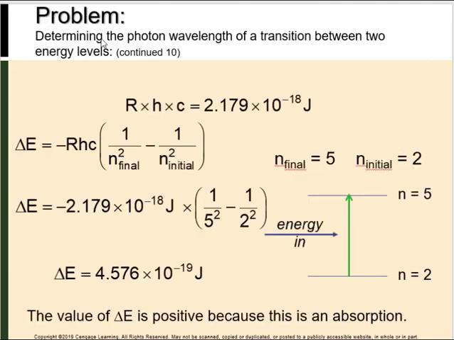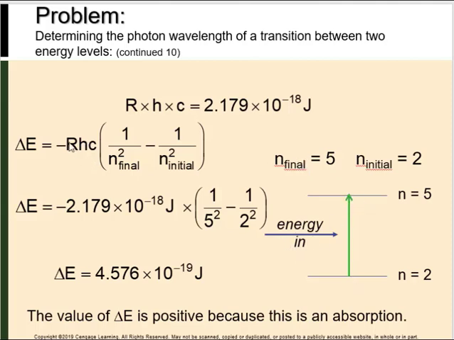So here's an example problem. If we wanted to determine the photon wavelength of a transition between two energy levels, let's say the second energy level to the fifth energy level, so we're going from n=2 up to n=5, so it is absorbing energy.